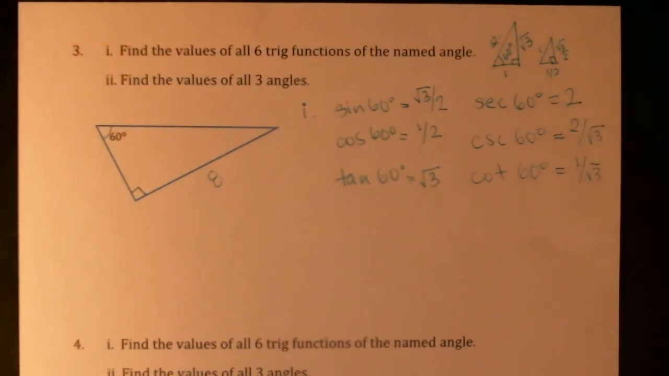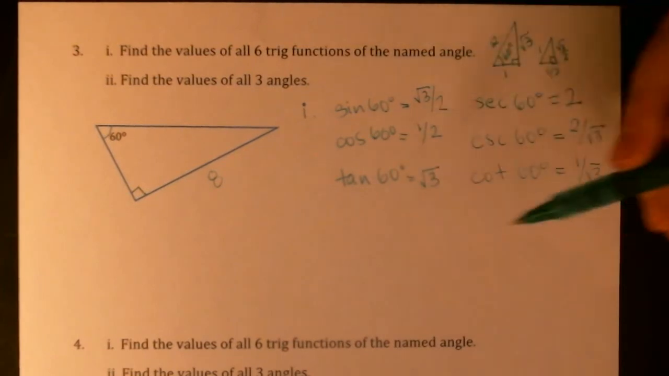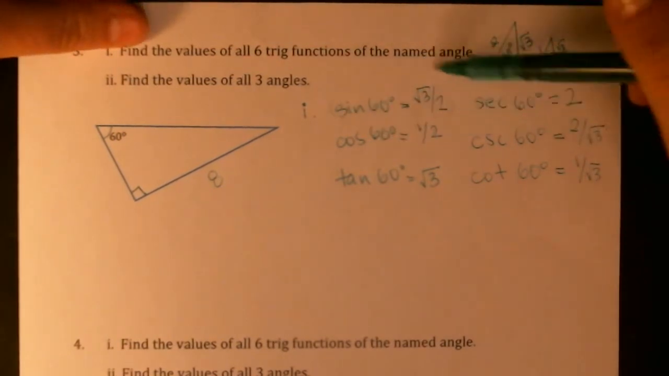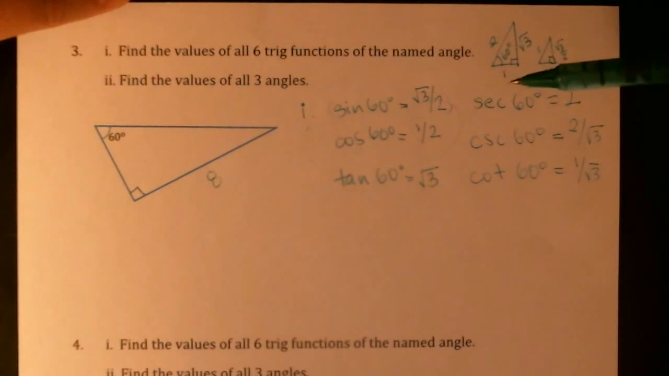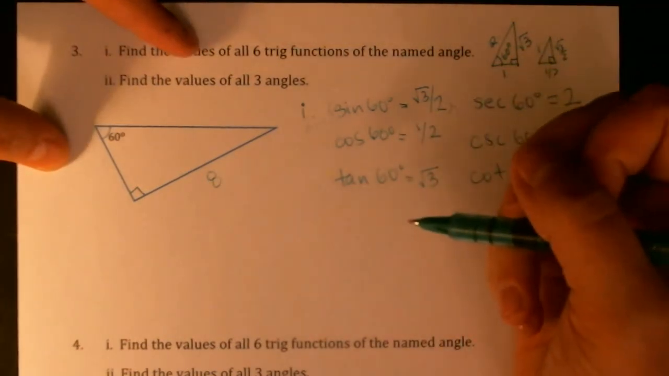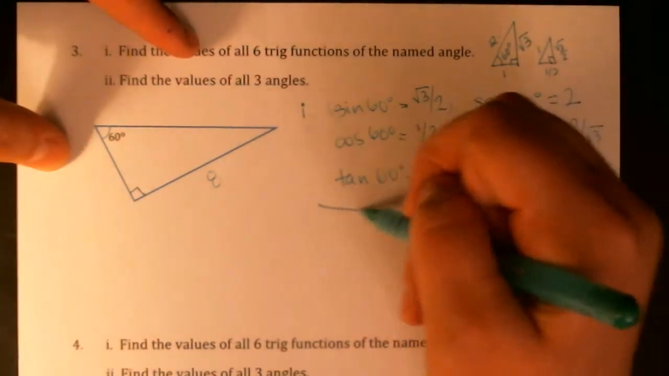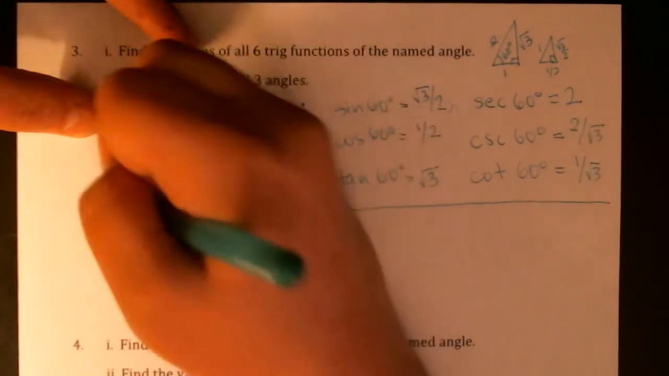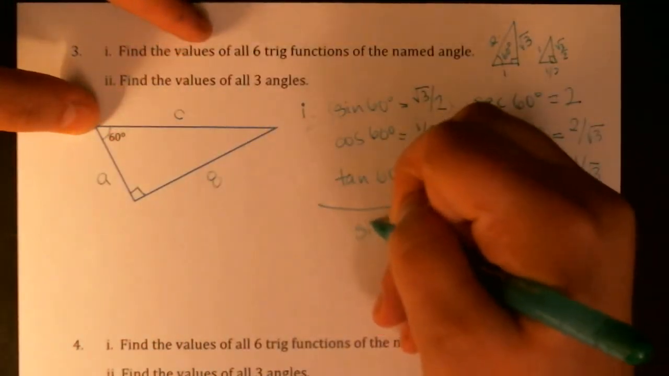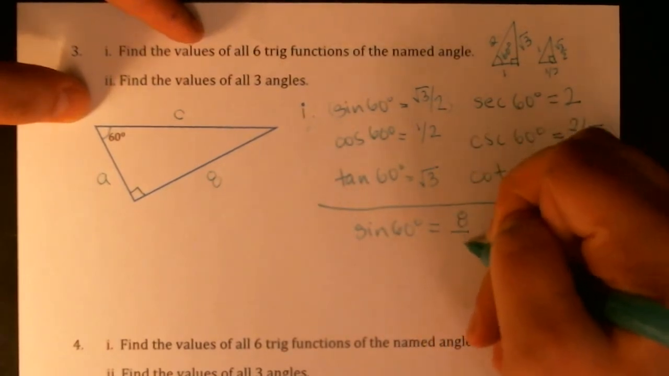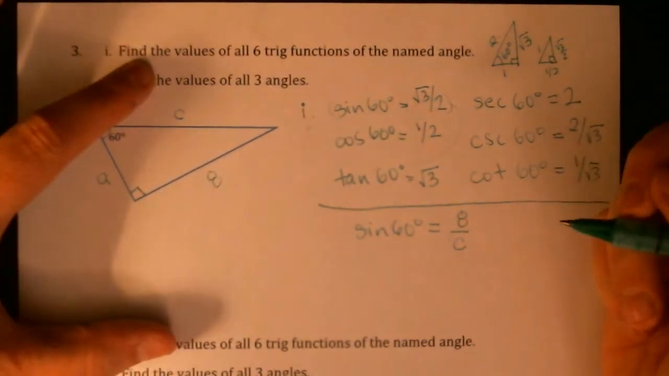Okay, so even without solving for those missing sides, I can find the values of all the trig functions, but I do want to be able to find the values of those sides. So let's work on it. What we're actually going to do is take this known information that we just wrote down, sine, cosine, tangent would all be good, and say, all right, well, if I want to find the missing sides, in this triangle I'm going to call this C and I'm going to call this A. Sine of 60 degrees is equal to 8 over C, opposite over hypotenuse.